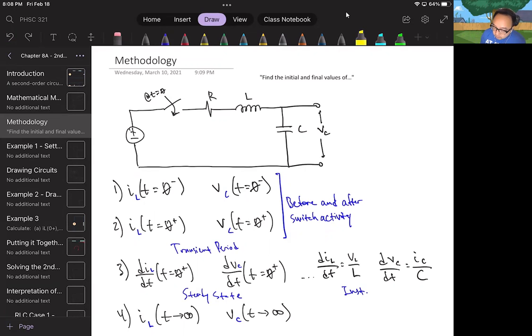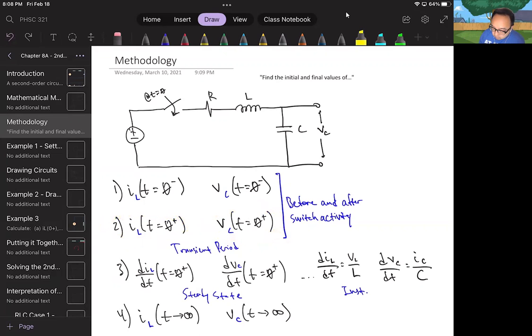Now, once we have that, we want to know what happens when time is greater than 0, or after some sort of switch activity. It can be a switch close, switch open, etc. So we want to look for those next.